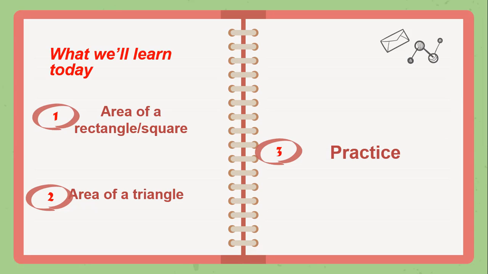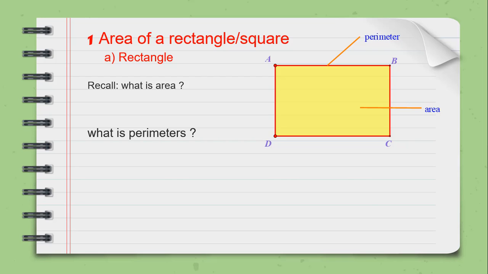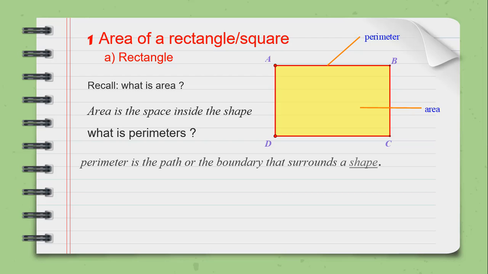Then we do a bit of practice. First, area of a rectangle and square. Before we start, what is area and what is perimeter? So we have the rectangle ABCD here. The area is the yellow part, which is the space inside the shape, while the perimeter is the red line you see here: AB, BC, CD, and DA. It is the path or the boundary that surrounds the shape.